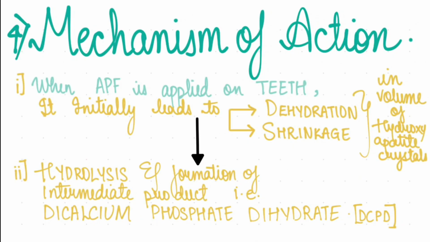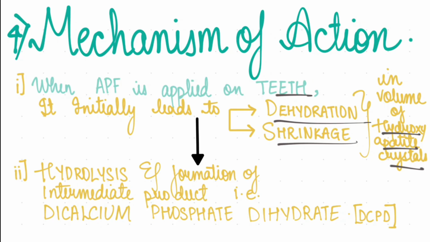Now we have the mechanism of action of APF. How does acidulated phosphate fluoride work? What is its mechanism of action? So when APF is applied on the teeth, it initially leads to the dehydration and shrinkage of the hydroxyapatite crystals. Hydroxyapatite crystals are the crystals which make up the enamel. So when APF is applied on the enamel of the teeth, it leads to the dehydration and the shrinkage of the hydroxyapatite crystals.